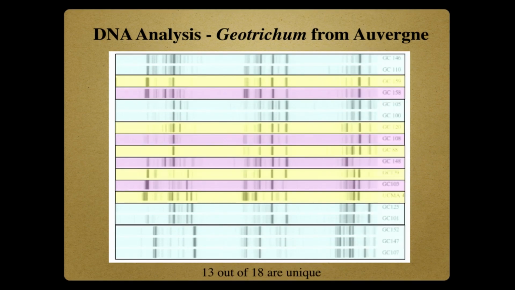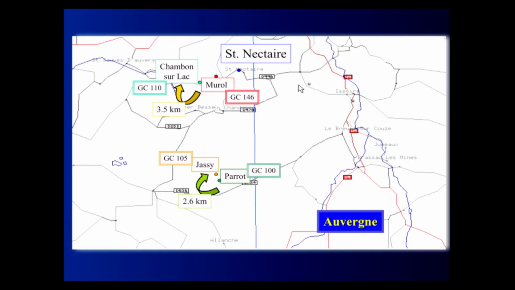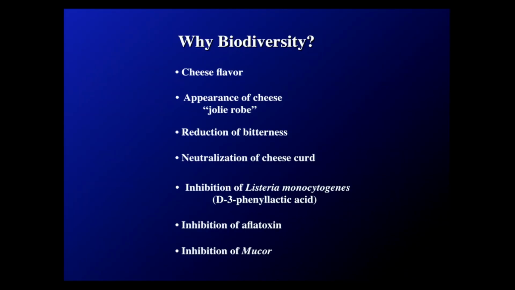So basically what we found was 13 out of 18 isolates were unique strains, which means that's very high diversity. And we could say two, like on the top here, 2 of the strains are only 3.5 kilometers apart, extremely different. On the bottom, 2.6 kilometers apart, extremely different. Now you might think, well, who cares? But we do want diversity because these microorganisms have enzymes.